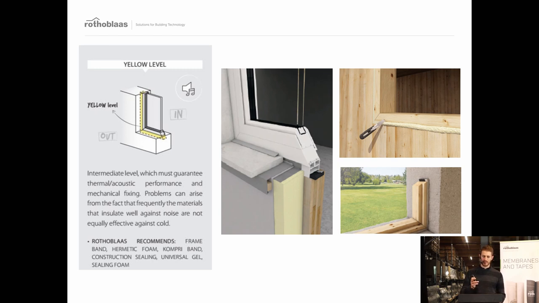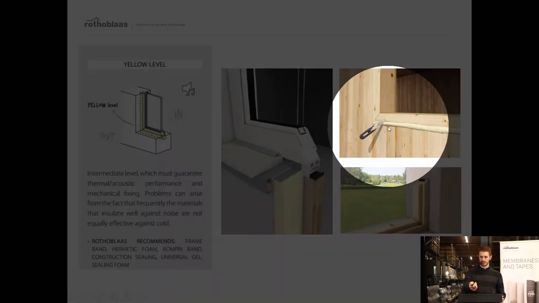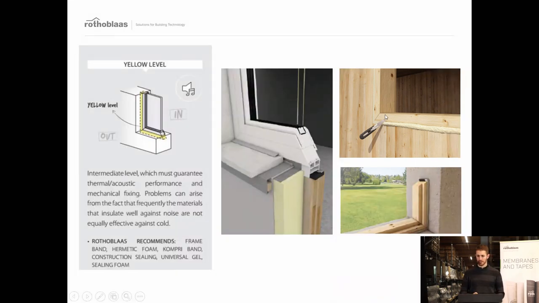The yellow layer can be done with foams. It is actually better not to cut out the foam like that, because this foam has closed cells, and if you cut it out like that, you can open up the cells, and the airtightness is not as good. So I would suggest to push it in with your fingers while it is being placed.